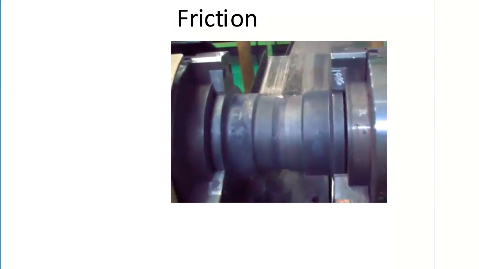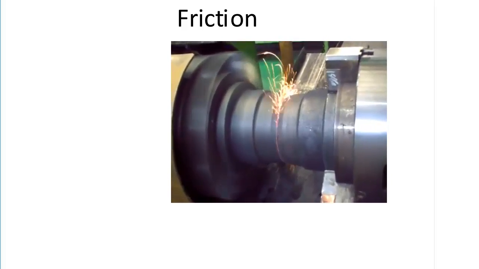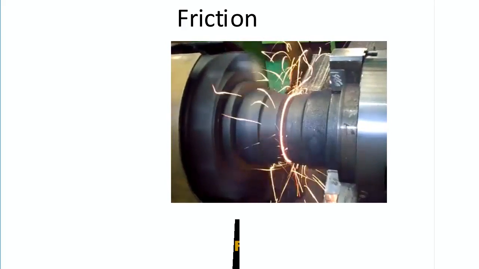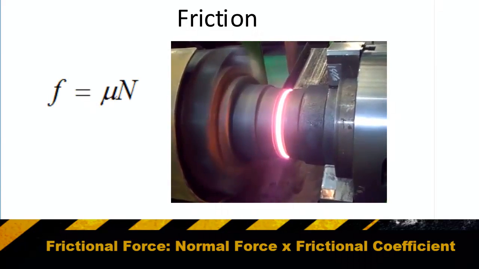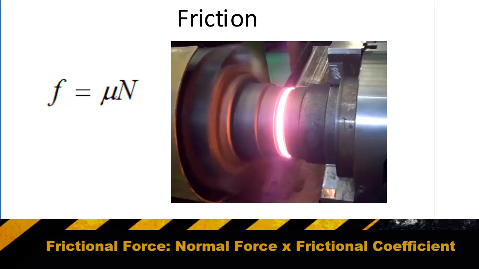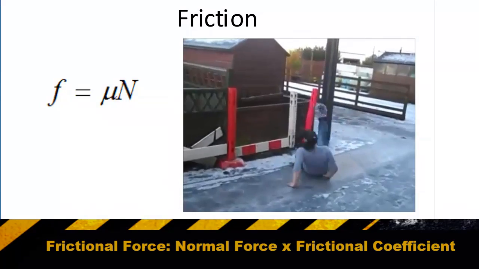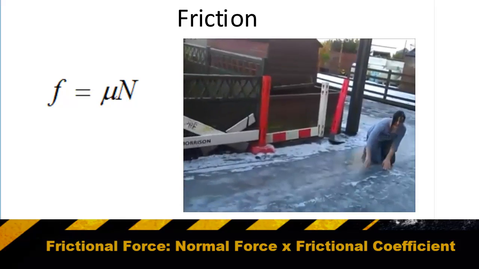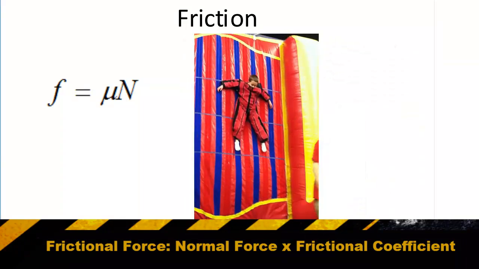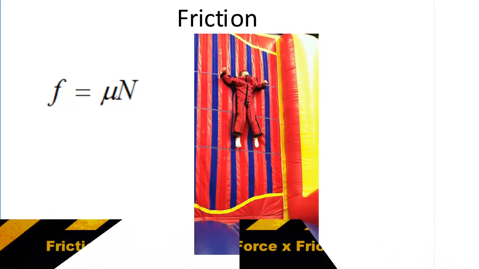Friction is a force that we get whenever we have two materials either touching or rubbing against each other. The standard equation for friction is your normal force times your frictional coefficient. The frictional coefficient is simply a measurement of how sticky or rough or smooth the materials are. If something is very smooth and slick, like ice, you will have a low friction coefficient. If it's very grippy or sticky, like rubber or sandpaper, your frictional coefficient will be much higher.